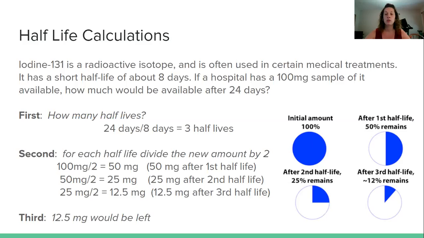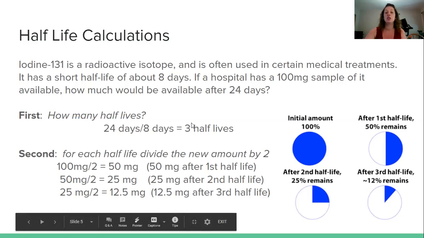So the first thing you have to do is figure out how many half-lives occur. How many times you're going to have to divide by 2. So you're looking at the total amount of time, which is 24 days. If we divide that into 8-day sections, each section of 8 days is 1 half-life. So if we take 24 days divided by 8 days, we can see that there are 3 sections of 8 days, or 3 half-lives.